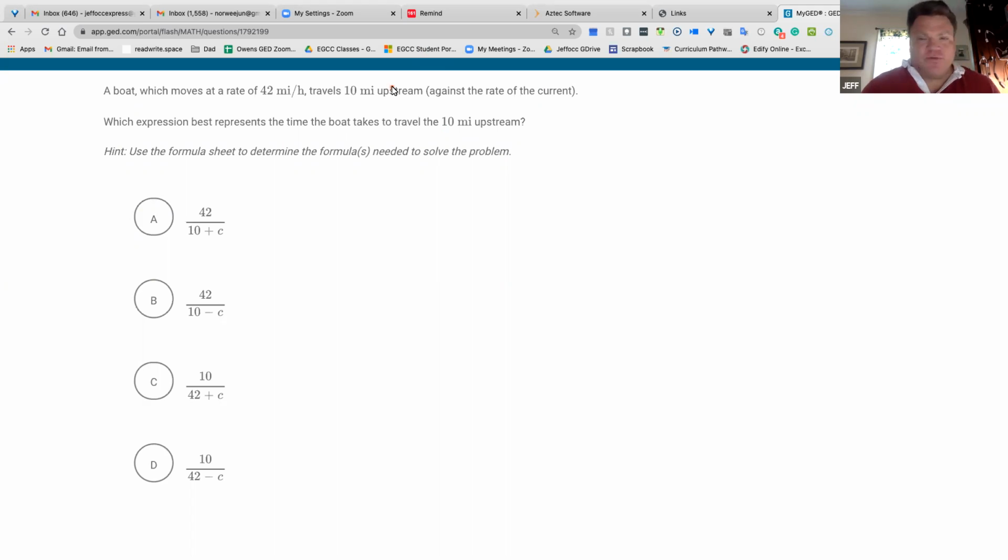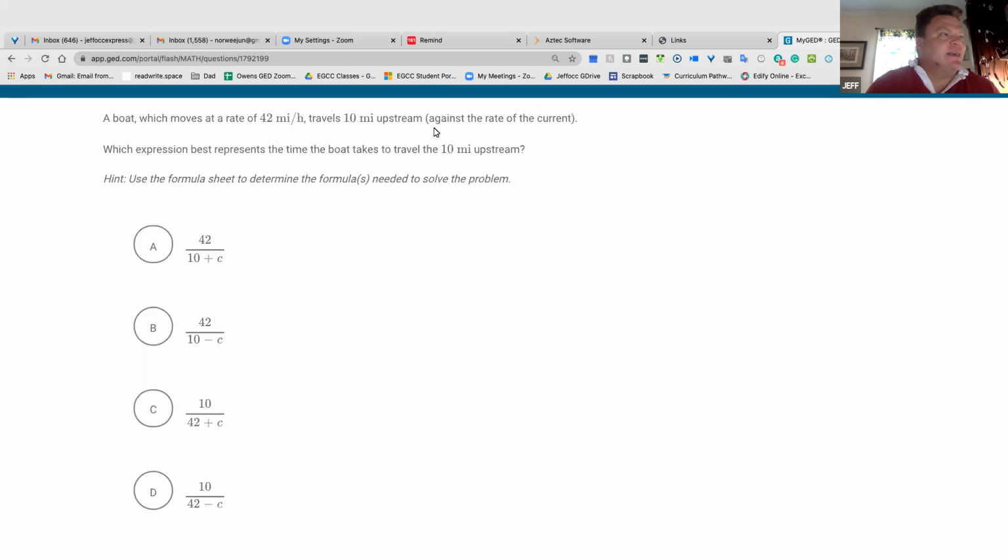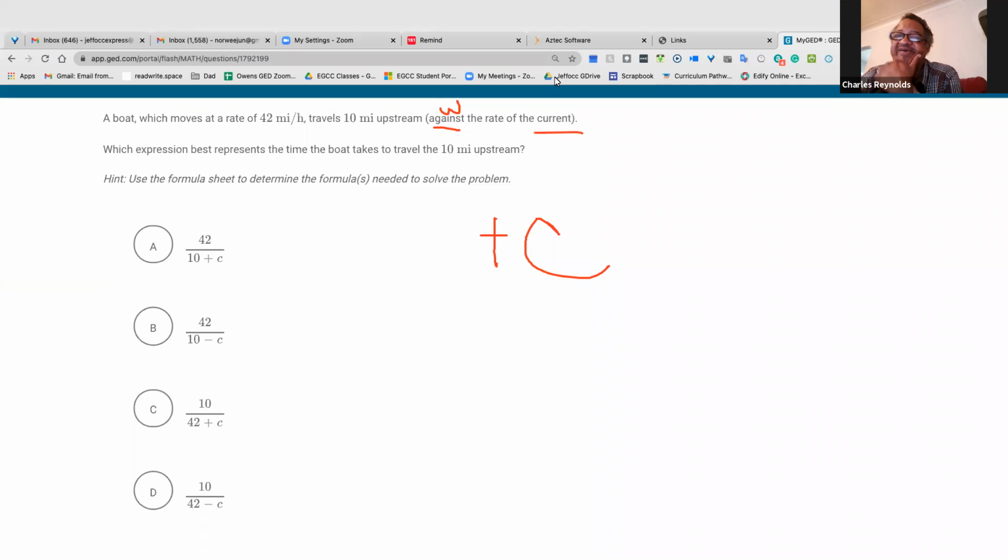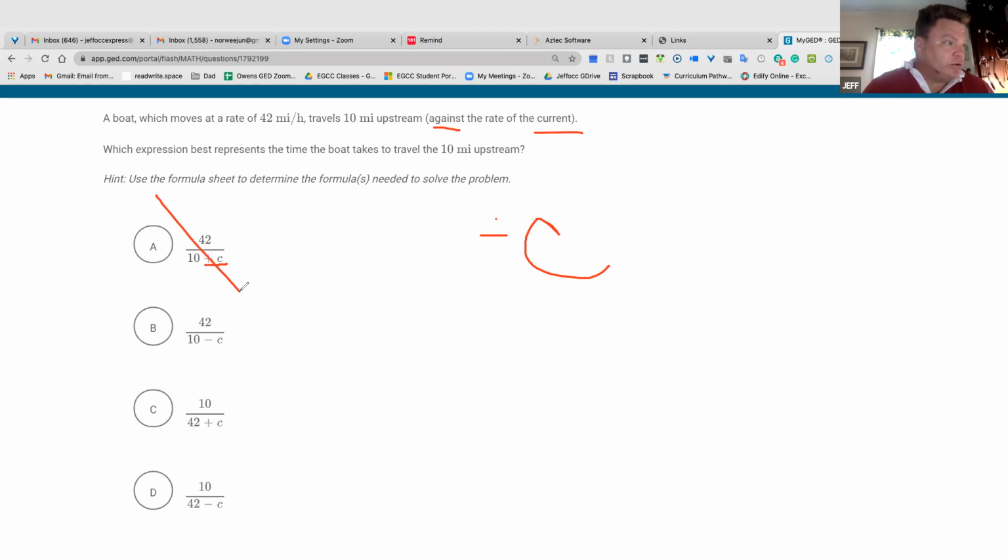So first things first, it's against the current. That would be a negative. That would be bad. So we're thinking minus the current. If I'm running and the wind's in my face, that's going to slow me down. That would be a negative. If the wind was at my back and I was going with it, that would be a plus. So at the very least, with these ridiculous questions, against the current would be bad. That's plus current. We're going to say no to you.